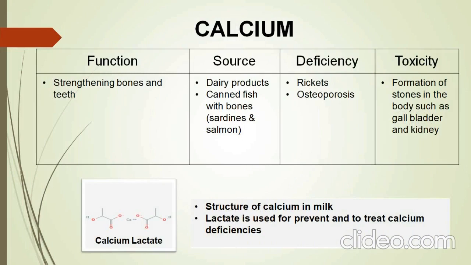Calcium. The function of calcium is strengthening bones and teeth. We can get it in dairy products and canned fish with bones such as sardine and salmon. Deficiency: rickets, osteoporosis. Toxicity: formation of stones in the body, such as gallbladder and kidney. Calcium lactate, the structure of calcium in milk. Lactate is used to prevent and to treat calcium deficiencies.